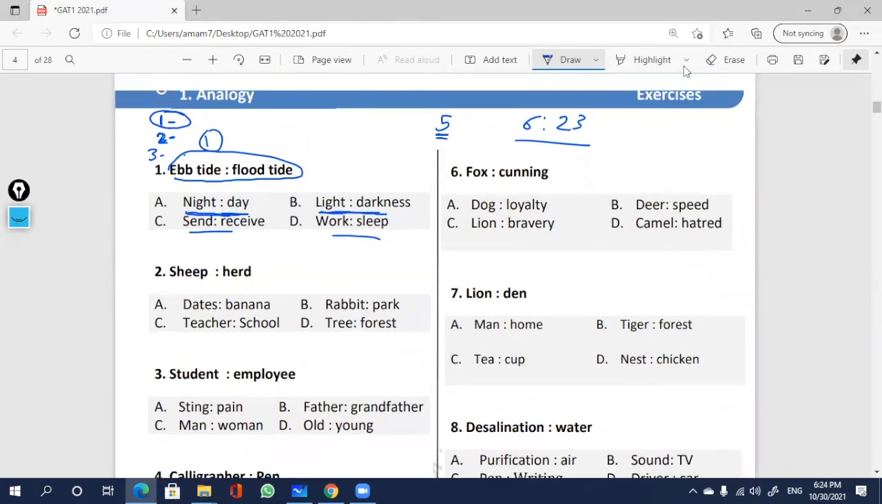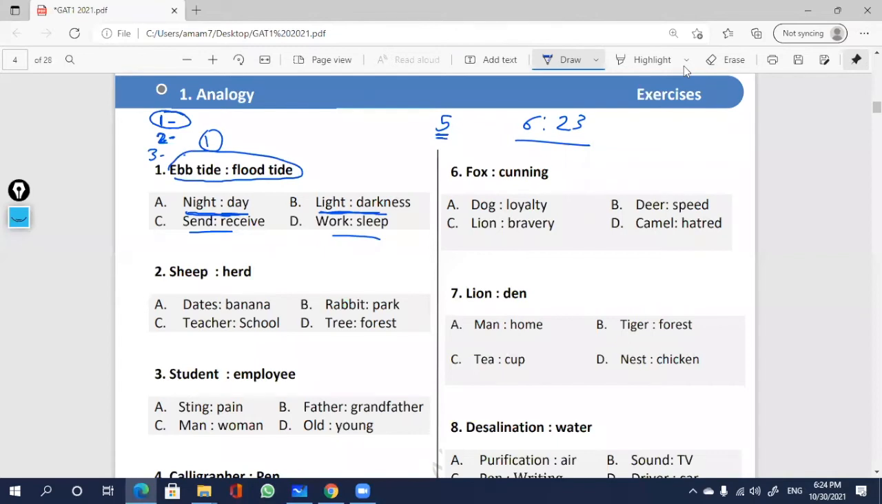Flood tide. First of all, I want you to identify the relationship. I didn't really know what the word meant, so I kind of guessed, but I knew it had something to do with the tide, because both of them had the word. The only thing I felt would go best would be send and receive, because maybe it was like a high tide, like the water. No.